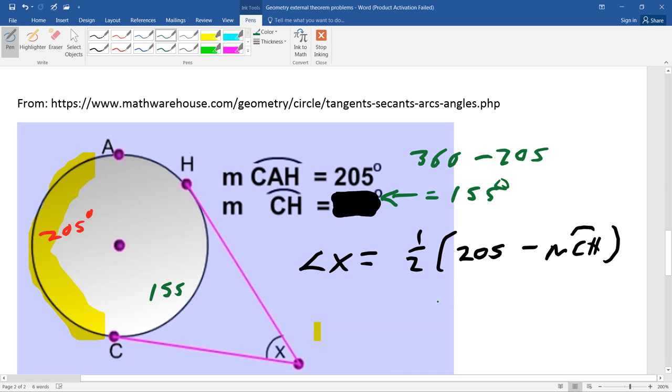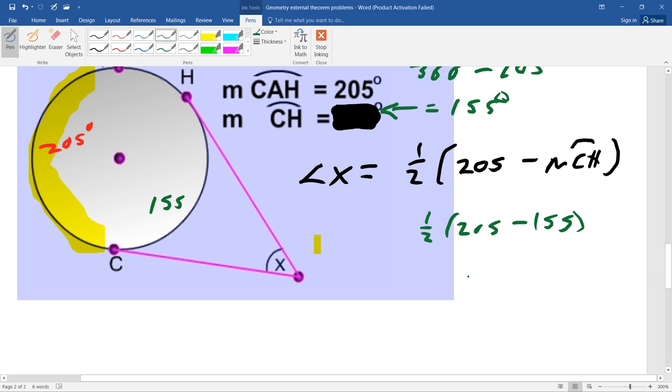Now we can figure out what x is. It's 1/2 of 205 minus 155, which is 50 degrees. If I take the difference of those two arcs, I get 50 degrees. That's not x, that's twice x. The measure of angle x is 25 degrees.